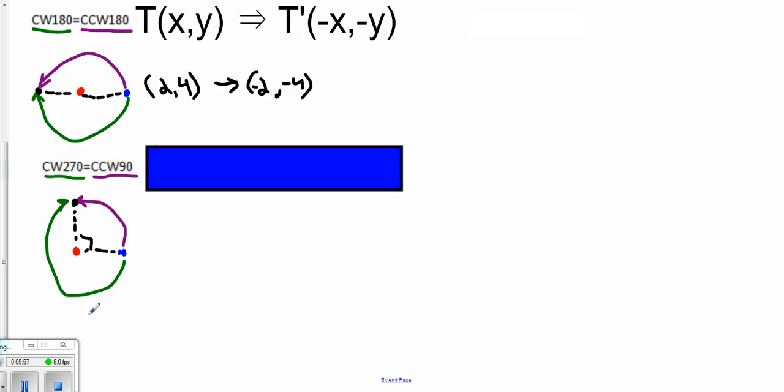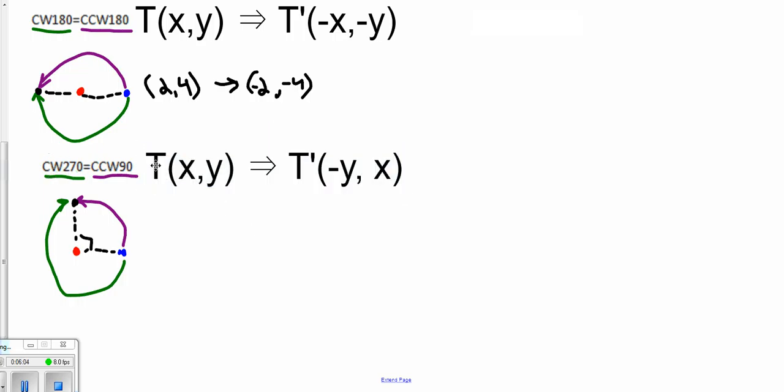So if we're rotating 270 degrees clockwise, this is what our rule would look like. T of x, y now becomes T prime of negative y, x. So again, if this spot was at 2, 4, the x and the y spots switch. So 4 here, 2 here, and it's the y that now becomes negative.